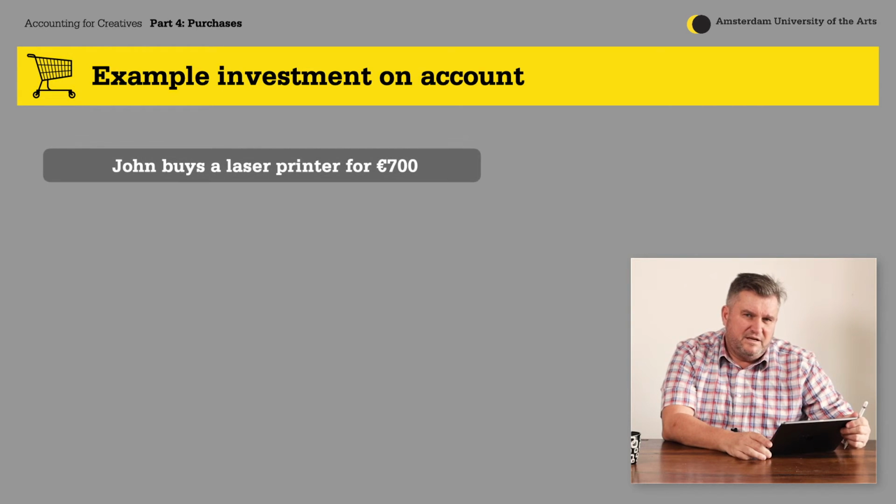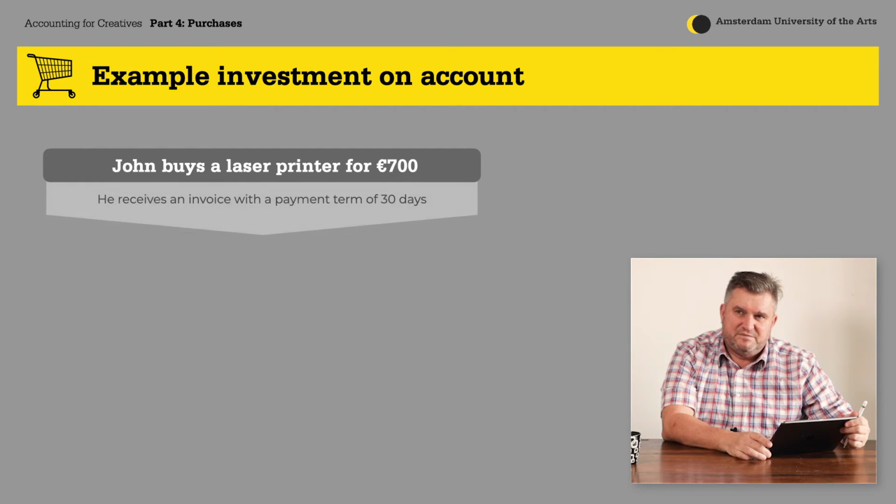We're going to buy a printer. We already have a computer, but we're going to buy a laser printer worth 700 euros. That's what we have to pay to the supplier, and we will pay it on account. So we will get an invoice and the invoice will tell us to pay within 30 days. Okay, let's see what happens on the balance.